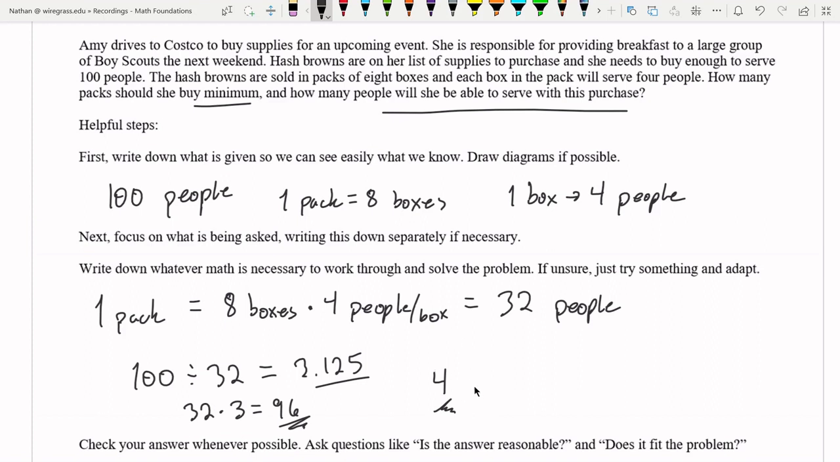4 packs serve, right? 4 times 32 is going to be 128 people. So that's the minimum, and we know that minimum purchase will serve 128 people. And those are both of the questions that were asked.